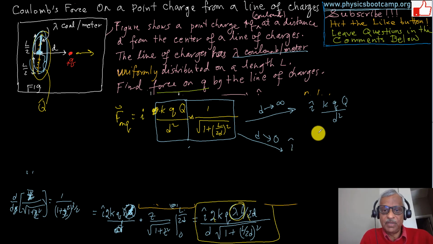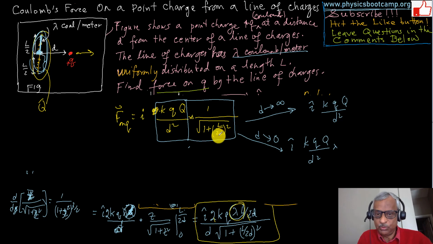So let's see, if I have I hat KQQ over D square times D going to 0, it's going to flip over, right? Flip over, and this would be going to infinity compared to 1, and so I'll get a 2D over L. So if I am close to 0, why is it not going to 0?